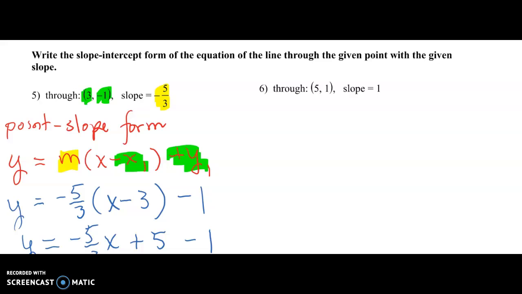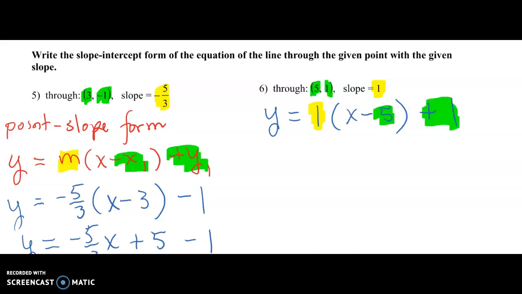All right, so let's do it again with example number 6. Again, we're given a point and a slope. So we are going to use point-slope form initially to write the equation of our line. Again, in point-slope form, we're going to plug in our value of m, which is 1. Then carefully, we're going to be plugging in the values for our ordered pair. Plugging in our x and our y value.